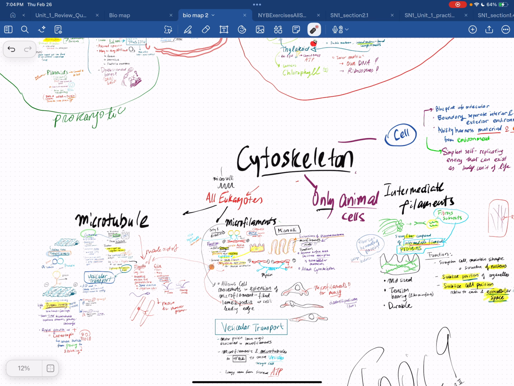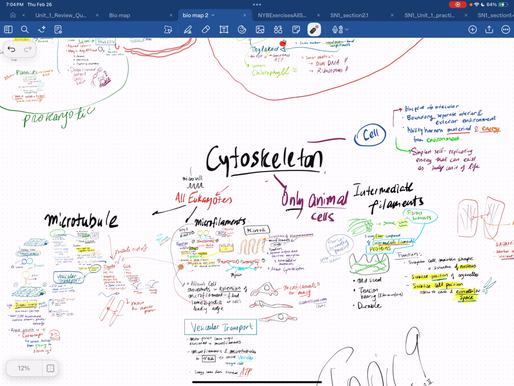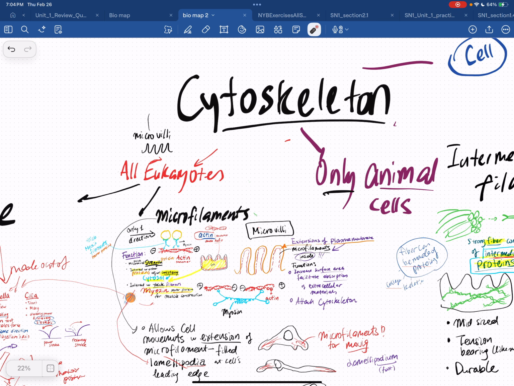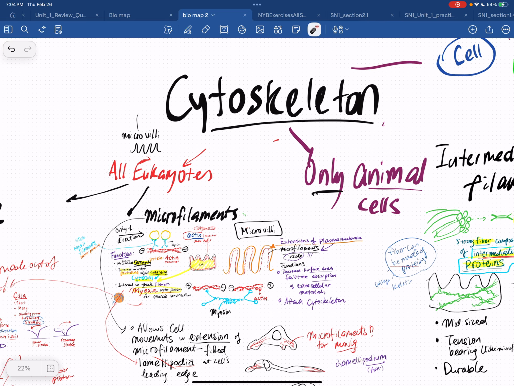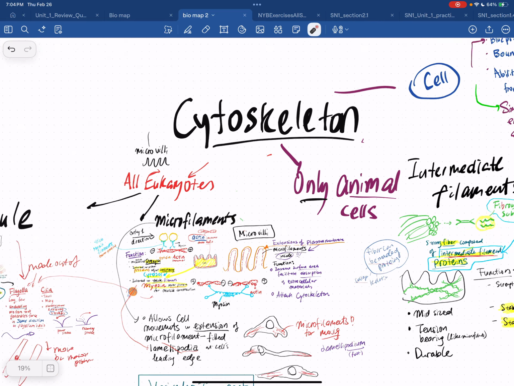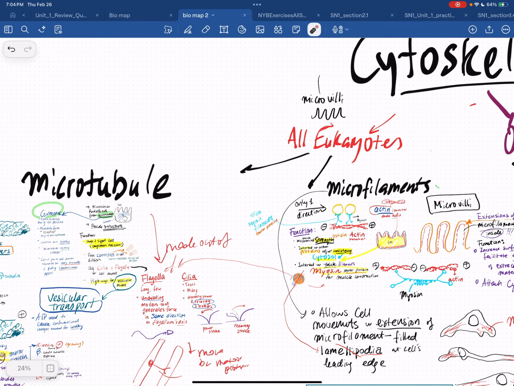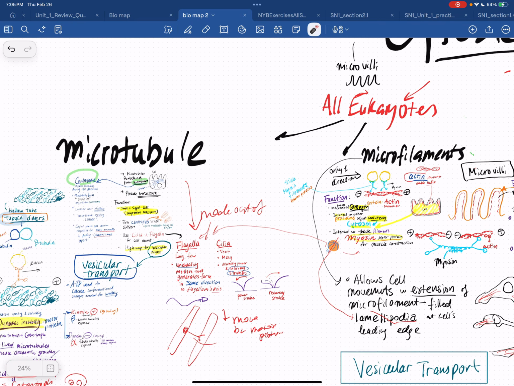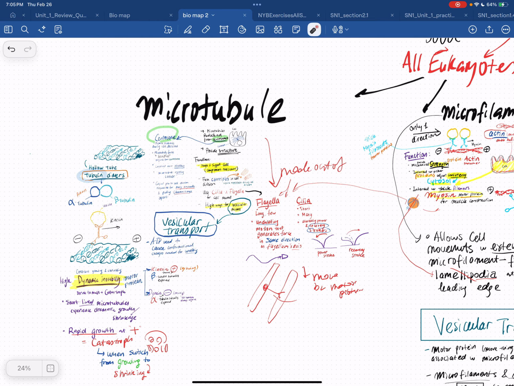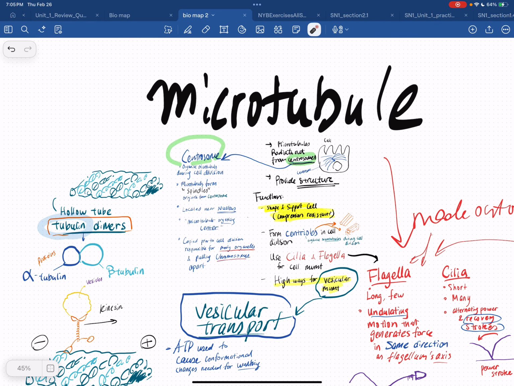And there are 3 types of cytoskeletons. These are all proteins. There are 3 types right here, but they're all proteins, and there are 2 branches: those that all eukaryotes have, and those that only animal cells have. We'll talk about the first type that all eukaryotes have, called microtubules. One of the most major, and basically all eukaryotes have them, including animals and non-animals.